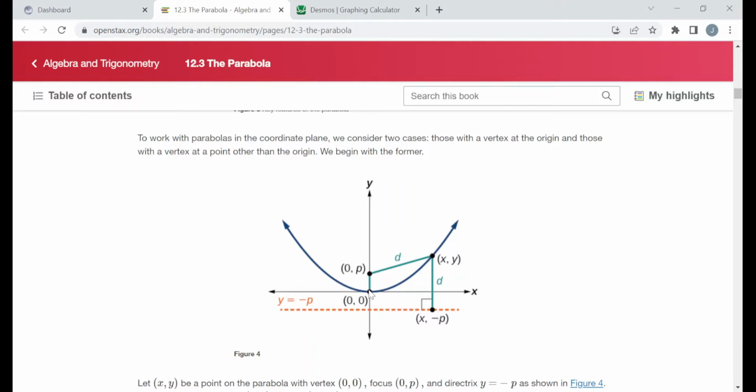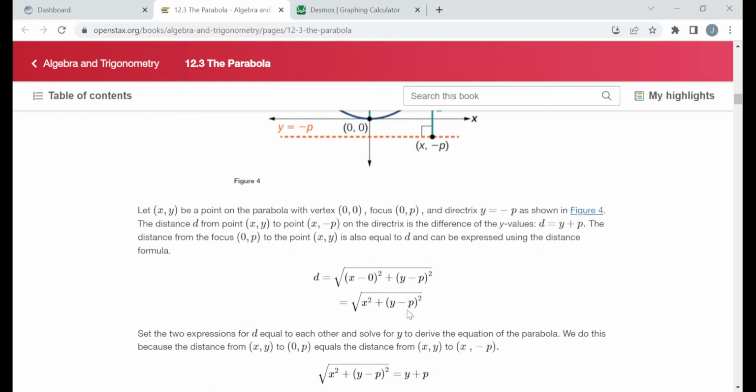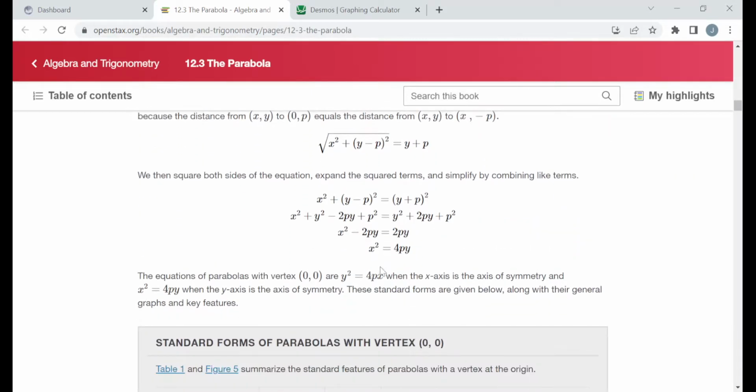They're using this letter p here, and that will show up in the equations as well. They go through and derive the equation for a parabola in standard form. Now, this x squared equals 4py.